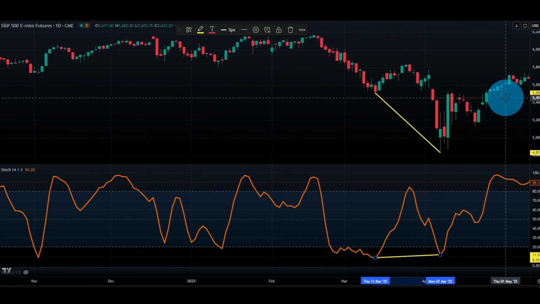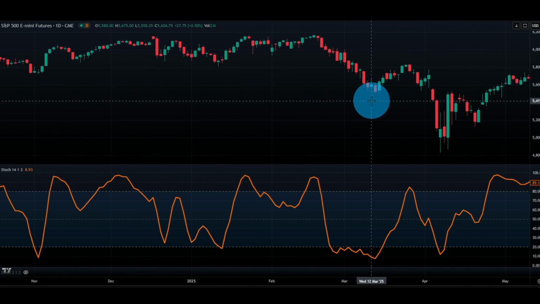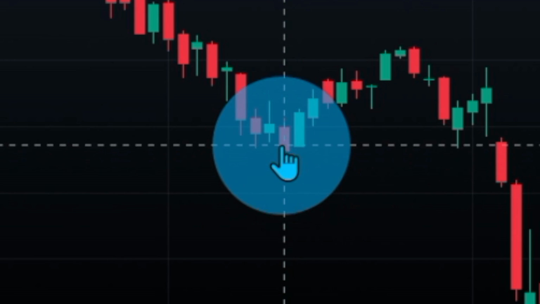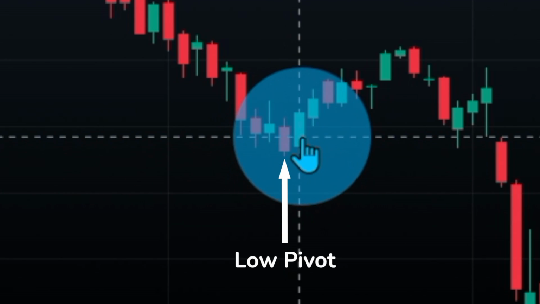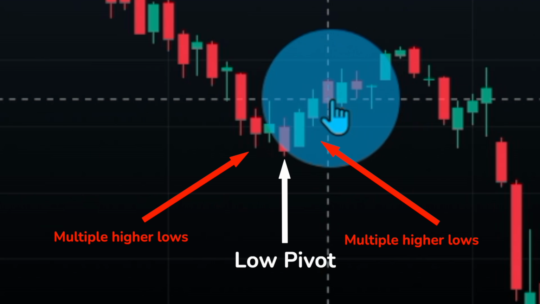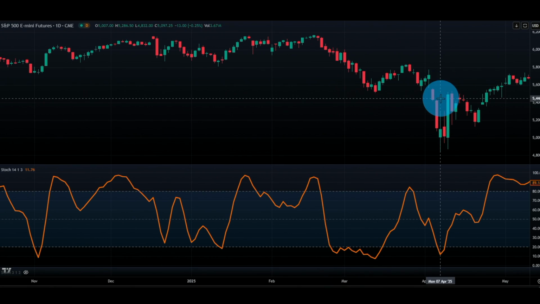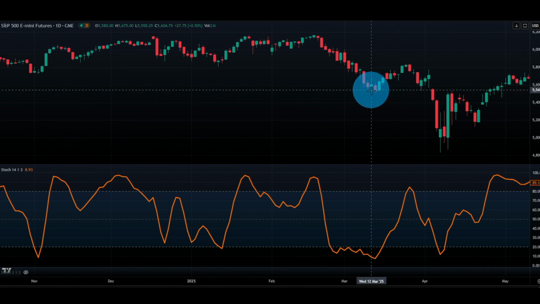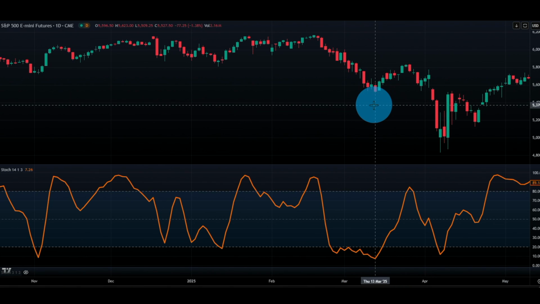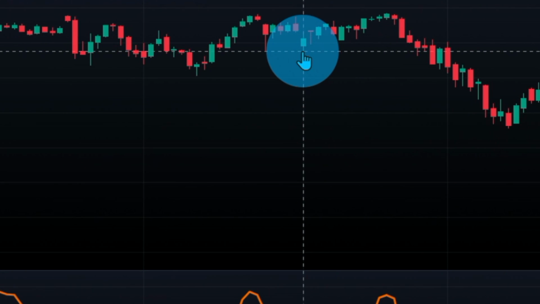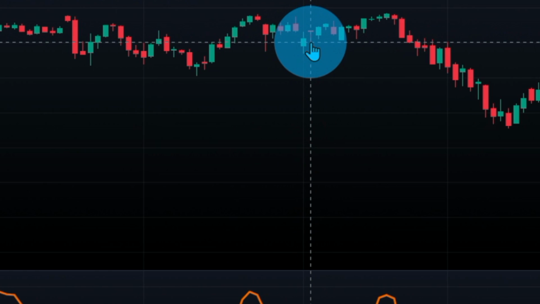The problem is, to quantify this, there are many definitions that have to be correct. So first let's focus on the low. The low is a pivot. In this case, this is the lowest bar, and we have multiple bars with higher lows on the right and multiple bars with higher lows on the left. So the first thing we need to decide is how many bars on the left and on the right should be higher lows. For example, this is a pivot, yes, because we have a higher low here and a higher low here.